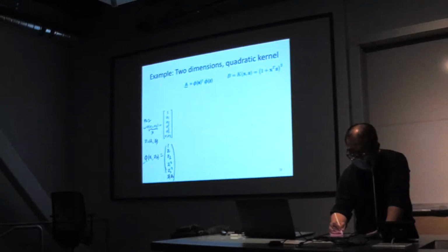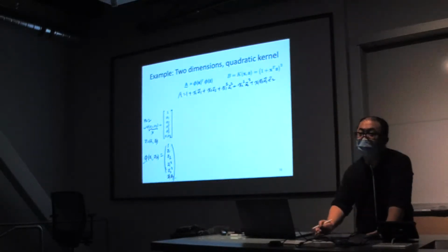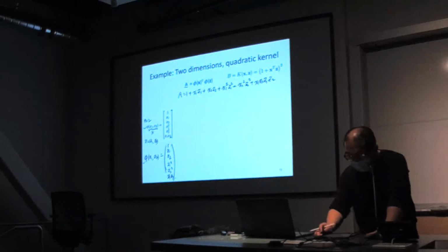So it is kind of trivial. I'm just writing down the inner product between these mapped feature vectors, which is simply 1 plus x1 z1, x2 z2, x1 square z1 square, x2 square z2 square, and finally this term and this term multiplied together, x1 x2 z1 z2. This is A. And how about B?